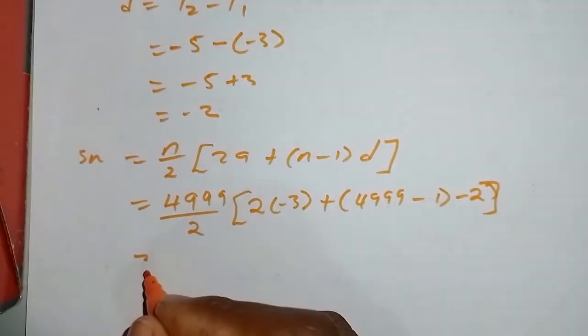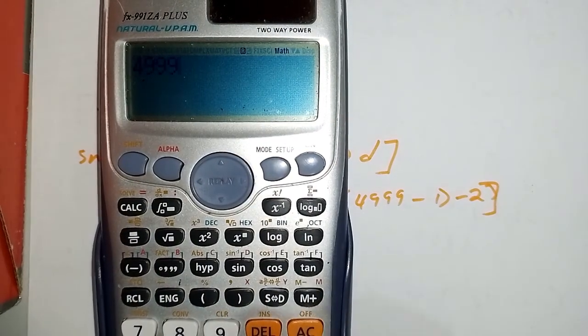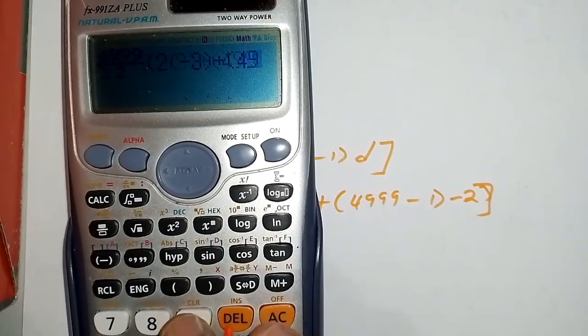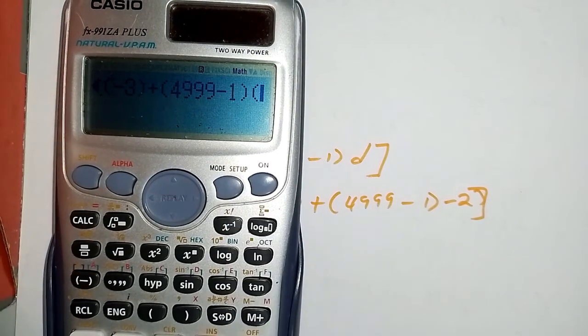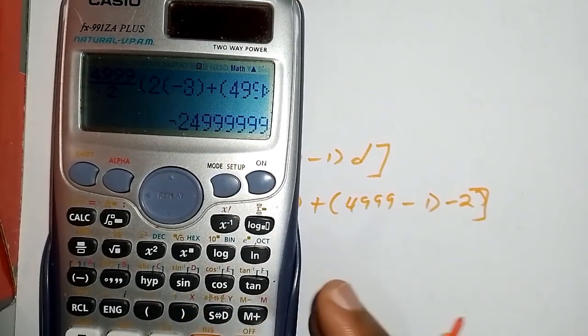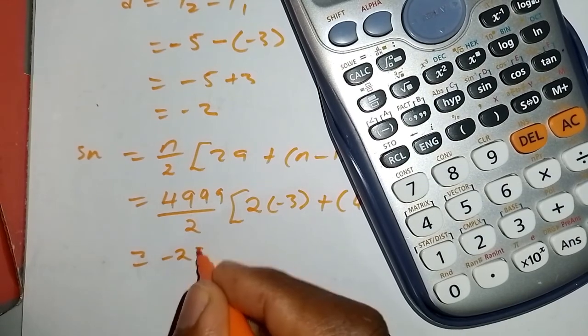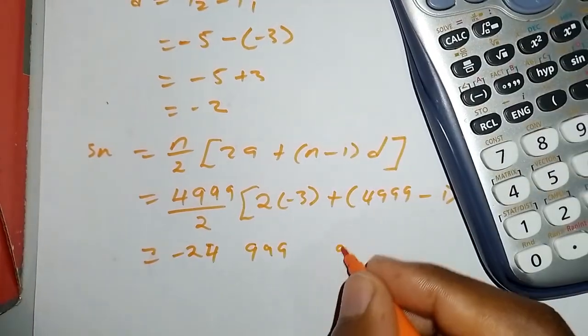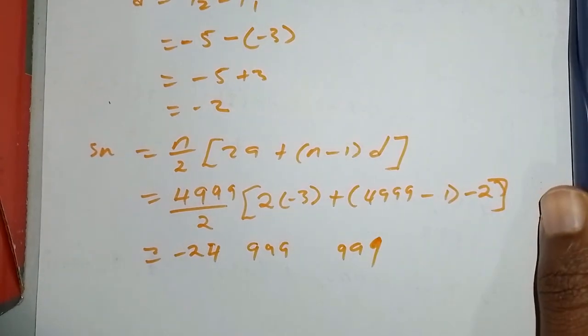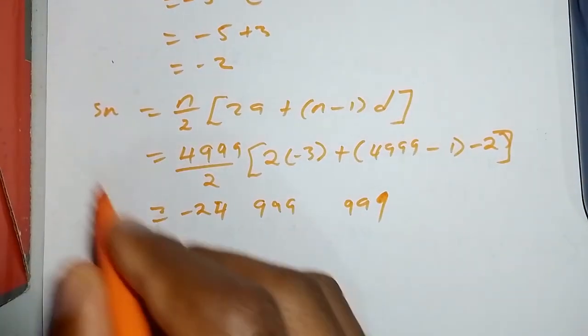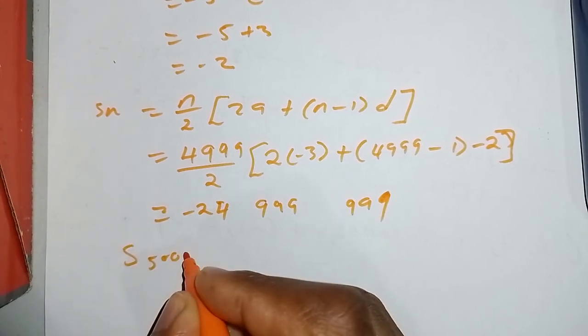Then let's punch the calculator and see what we get. We have 4999 divided by 2 into 2 into negative 3 plus (4999 subtract 1) into negative 2. Then it's giving me minus 24,999,999.